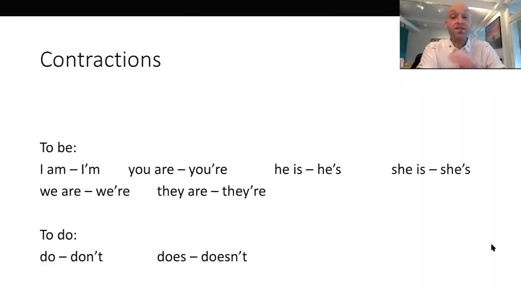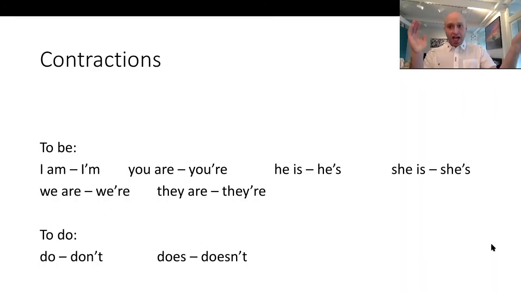Ótimo. E eu sei, todo mundo estava falando, ah, gente, cadê as contrações? Cadê as palavras que todos os americanos e nativos usam? Aqui está a lista, no presente. To be: I am, I'm. You are, you're. He is, he's. She is, she's. We are, we're. They are, they're. E com to do: do, don't, does e doesn't. Essas são as contrações essenciais no present simple.